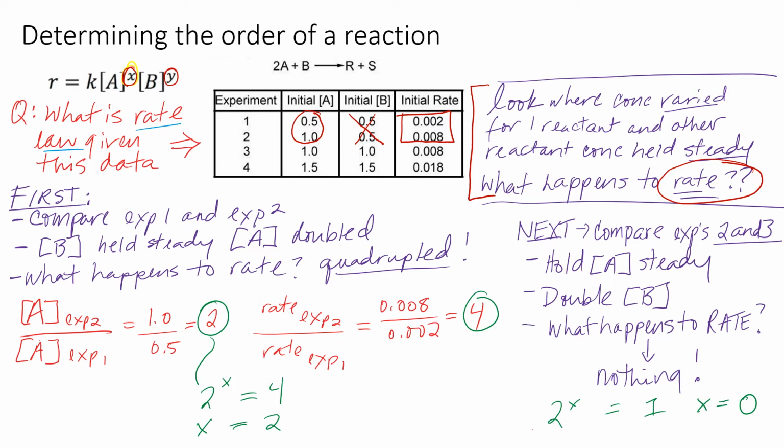This is a simple ratio, right? 1 divided by 0.5 is 2, that's a doubling. 0.008 divided by 0.002 is 4, that's a quadrupling.